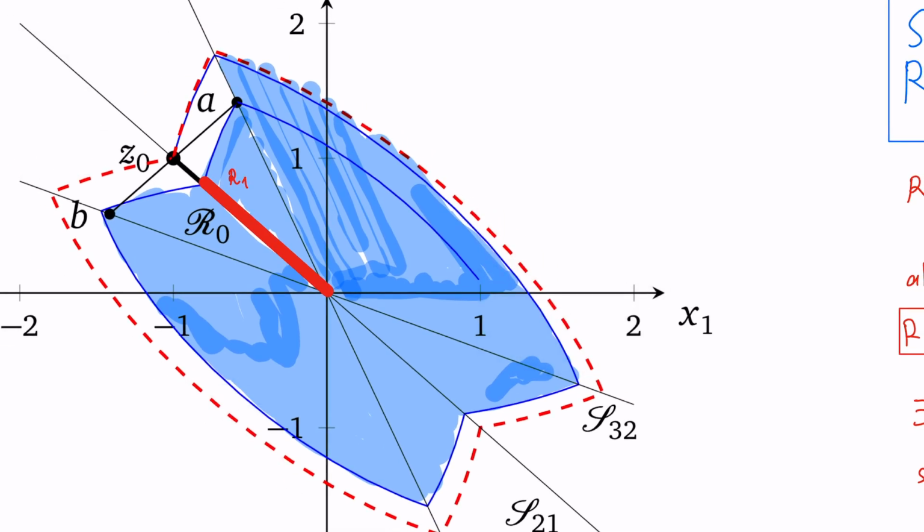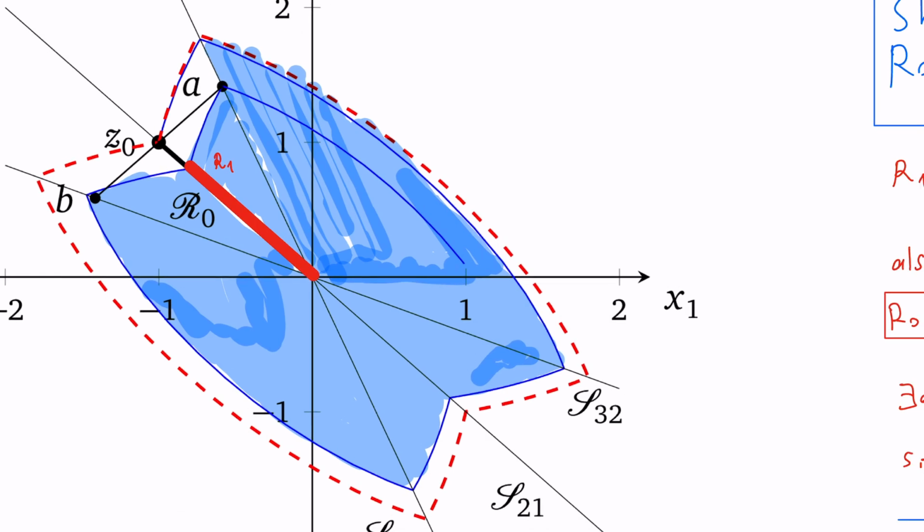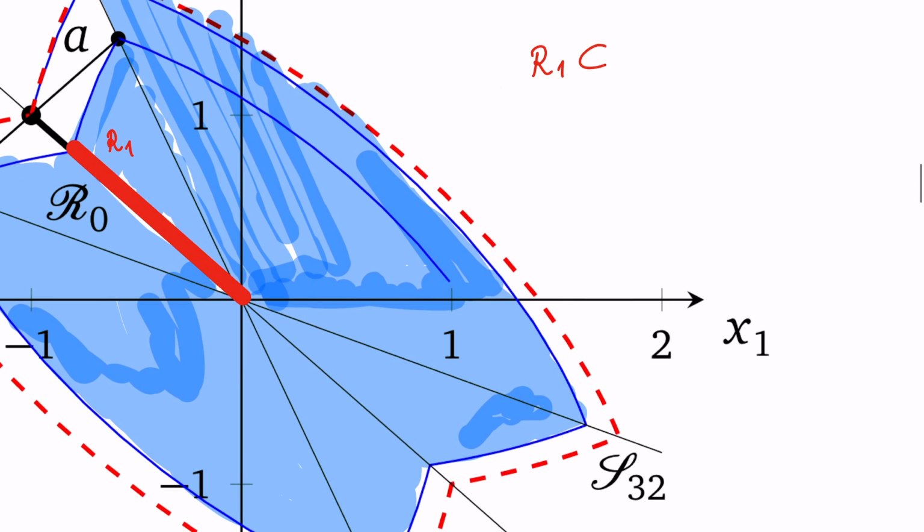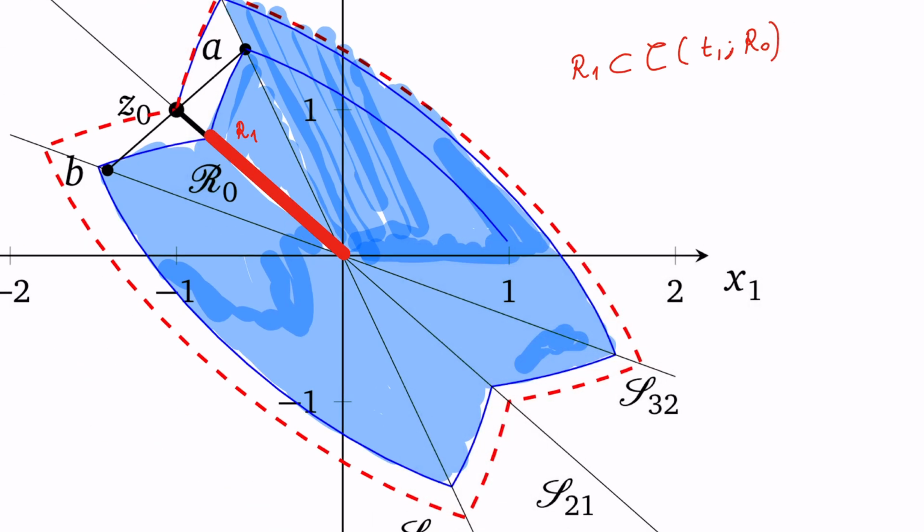And now what we are trying to show is that the first point, this R1 point or R1 set, is in this confinement set given by T1 and R0. Since this is the case, of course, the convex combination of this confinement set will also include R1. We don't even need to state that.